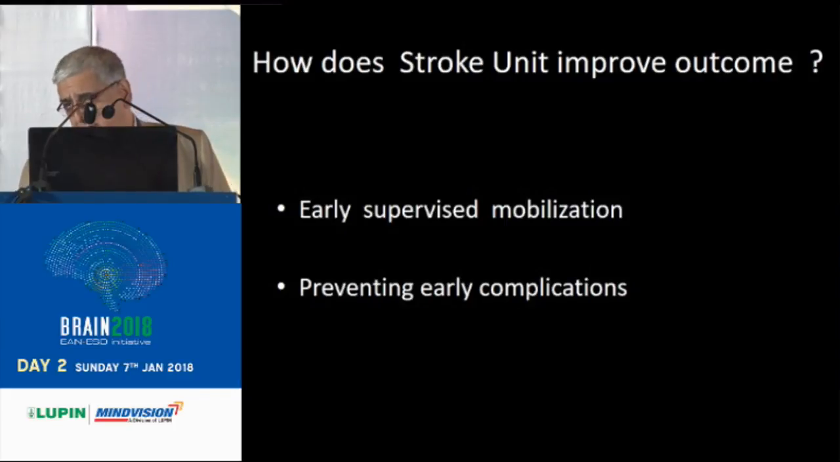early mobilization. So if a patient is lying in a stroke unit and nobody is trying to mobilize him and he is lying there passively, then probably the outcome will not be good. The most important thing is focused attention and trying to make patients sit early, stand early, walk early. All that boils down to focused attention, and that definitely improves the outcome. And also, because of the focused attention, there is a prevention of early complications.